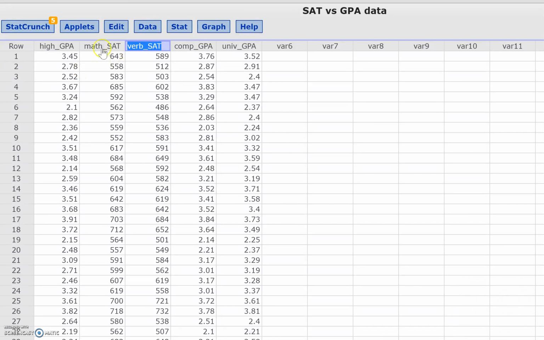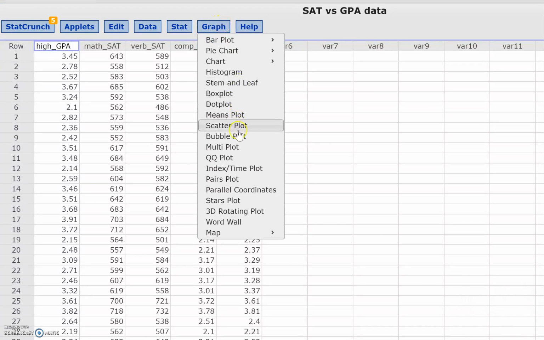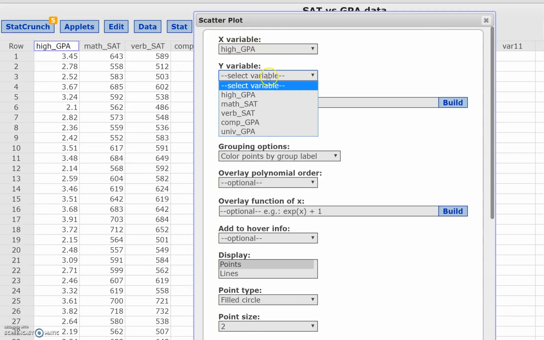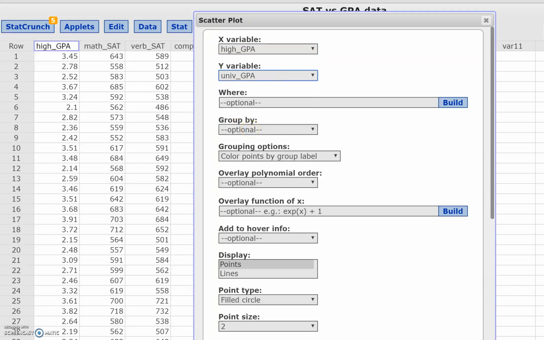So first thing we want to do, let's just say we're looking at high school GPA and want to see how much your high school GPA predicts or influences your university GPA. First thing we want to do is just a quick scatter plot, right? We have two quantitative measures. We'd like to visually see how much they're related. So high school GPA would be our predictor. Our response would be university GPA.